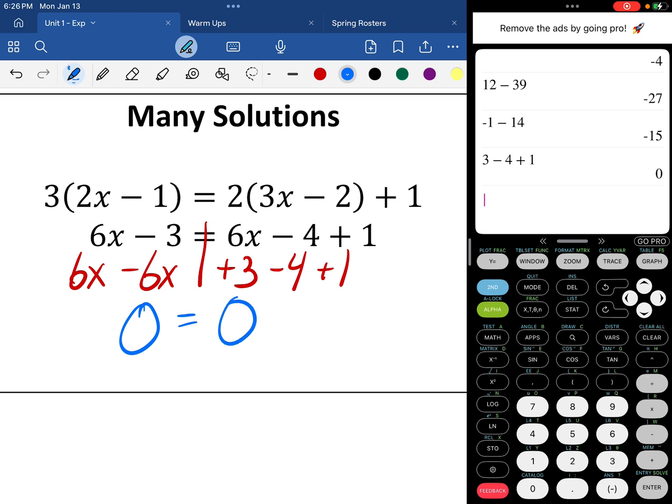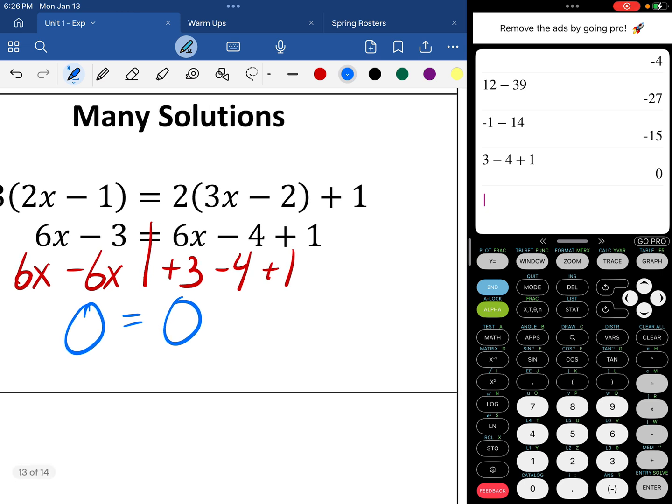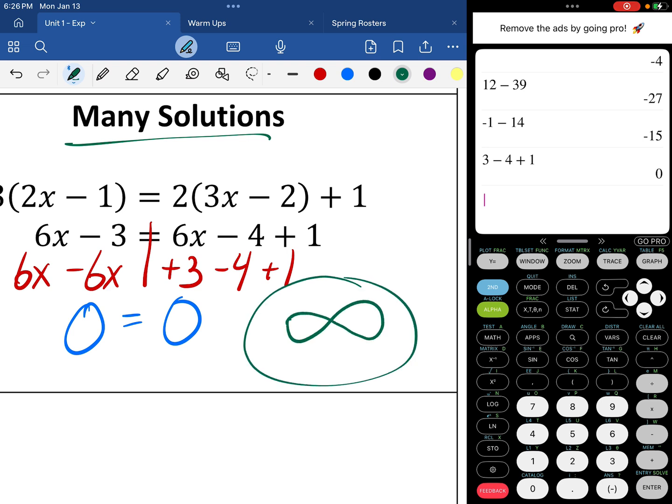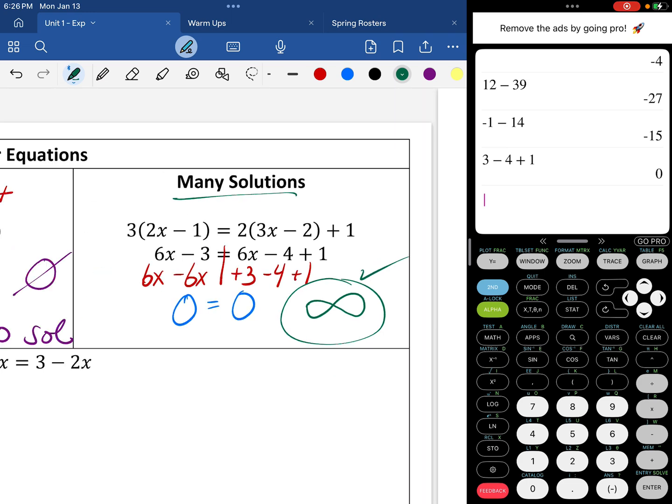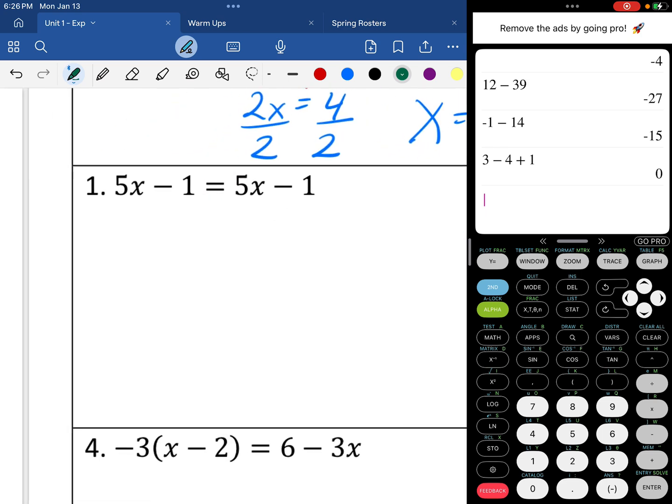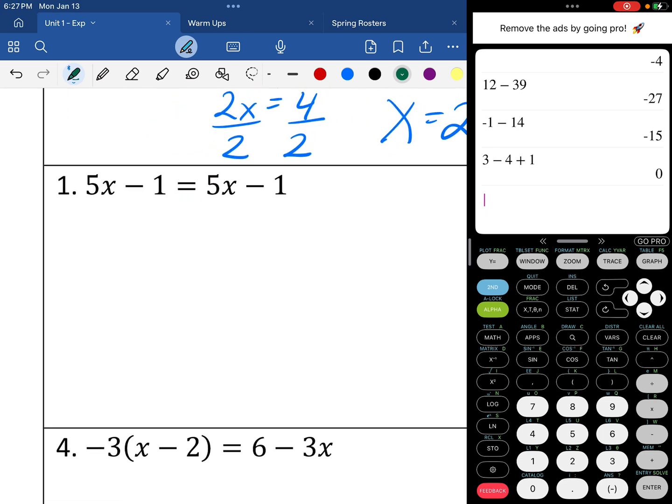So you've got to stop and ask yourself, does 0 equal 0? Is that true? Yes, it is. So that means we either have many solutions, or a lot of times we can just draw an infinity sign and then we are good to go. We don't have to draw a whole big answer. We can just draw the infinity sign. So I'm going to work out 2 of these. You're going to work out 2 of these, and then we're going to share our answers.